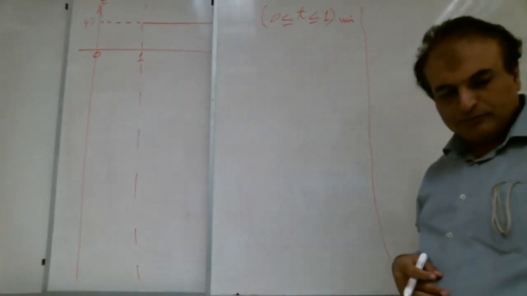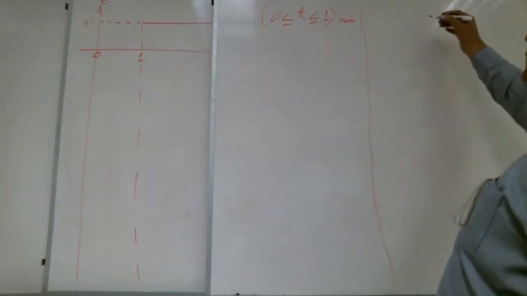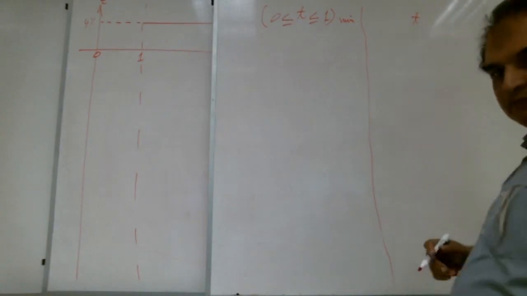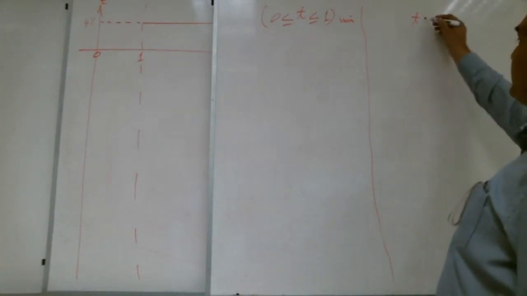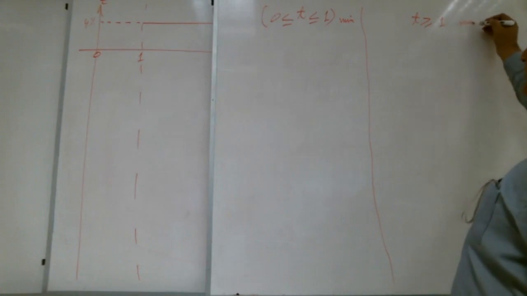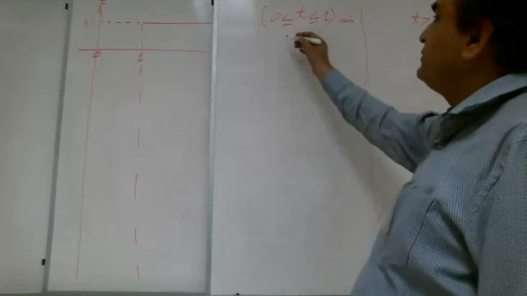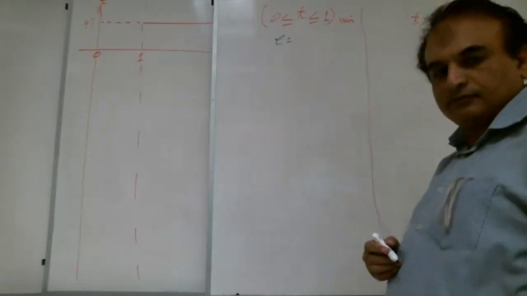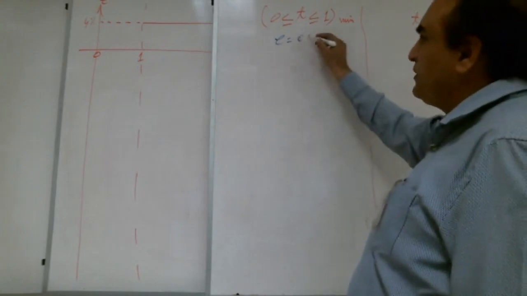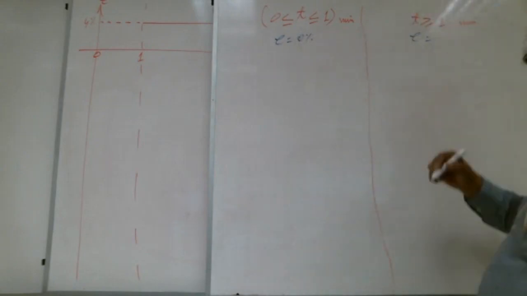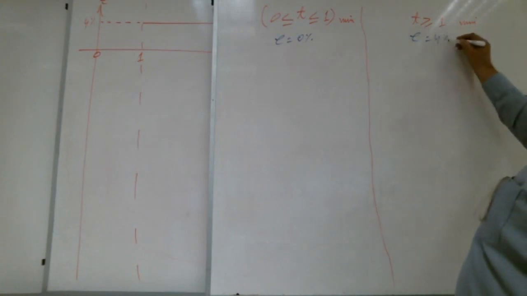Shabab, with me? That's good. A lot of brothers are writing yes. So what is here? T is greater than 1. Very good. T is greater than or equal to 1 minute. What is the error here? 0. Very good, 0%. What is the error here? 4%. Very good.